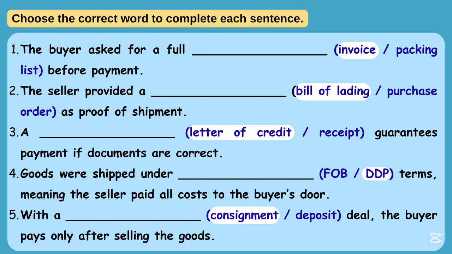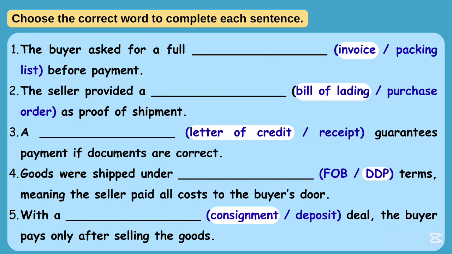Question 3. A letter of credit guarantees payment if documents are correct. It protects both the buyer and seller in international trade. Question 4. Goods were shipped under DDP terms, meaning the seller paid all costs to the buyer's door. DDP stands for Delivered Duty Paid. For example, under DDP terms, Delivered Duty Paid, the seller must cover all delivery costs and duties, which must be clearly stated in the contract.